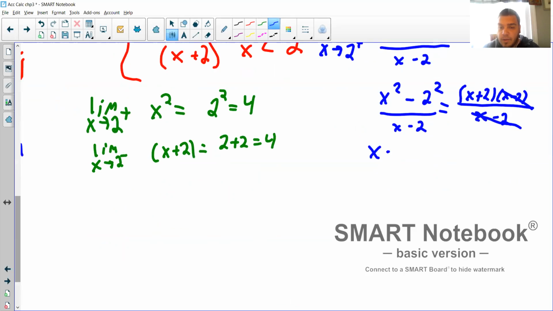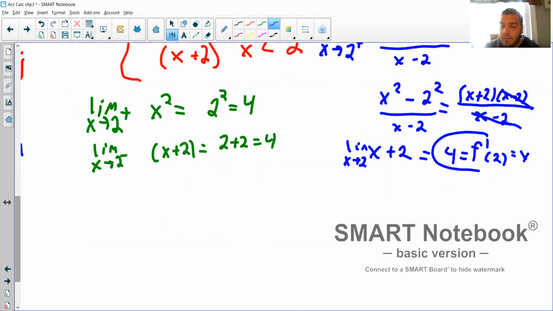So then I got x plus 2 as the limit as x approaches 2. At this point, I don't have a problem plugging it in. So my slope happens to be 4. The fact that it matches the point is incidental. So 4 is my f prime at 2 for this one. It could also be written as y prime and all the other notations, but I'll keep it to that. While this is your y value, this is your y prime value.